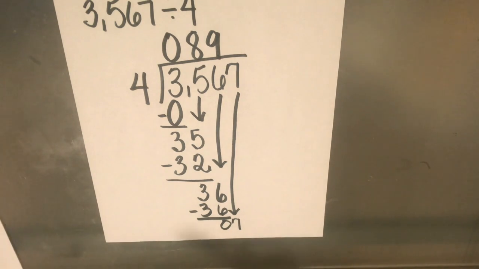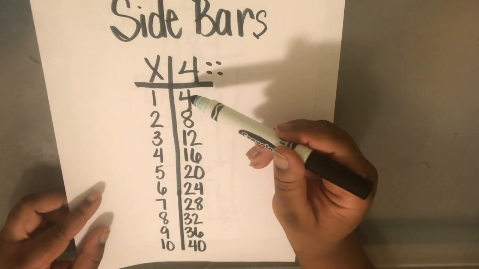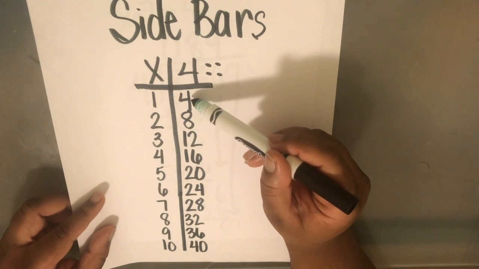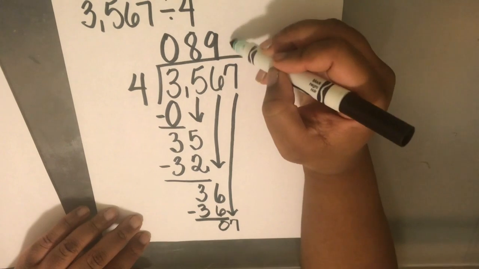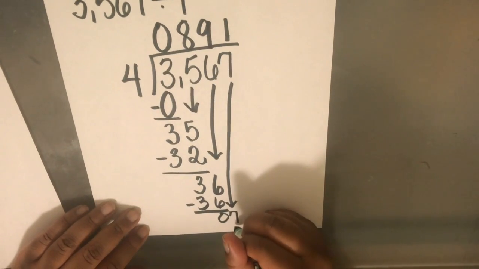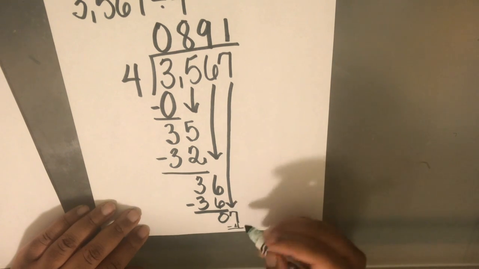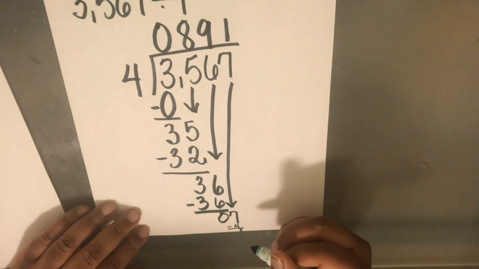Now, if you couldn't figure that out because you struggle with your multiplication facts, you have to remember that you're trying to get to 7, but you can't go over. So you will go to your sidebar and you will realize that 8 is too big, so I have to use the 4. And that's 4 times 1. So 4 goes into 7 one time. 1 times 4 is 4. All right, you guys, you see how I'm running out of room here? And 7 take away 4 is 3.